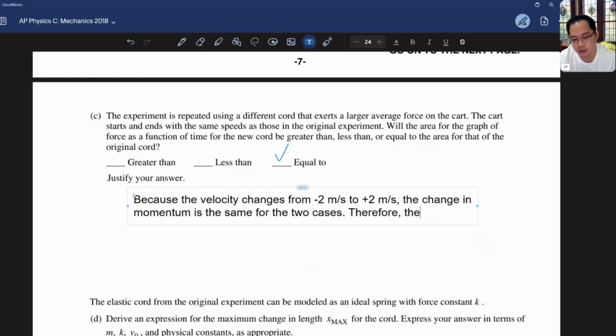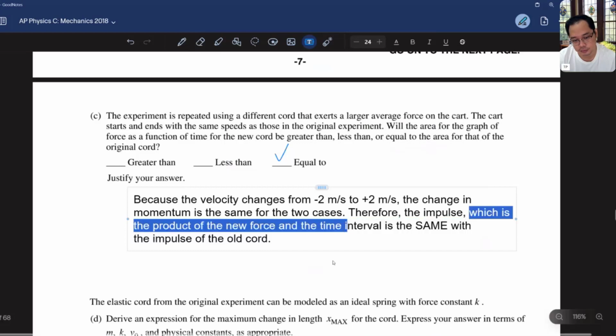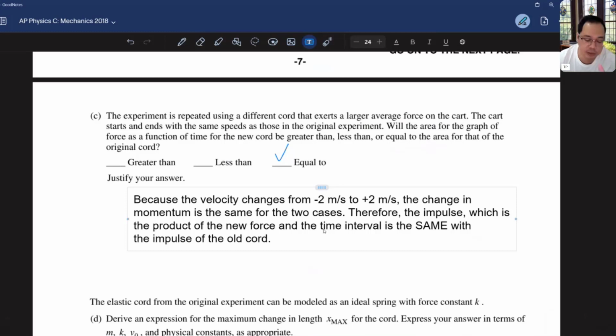Therefore, the impulse, which is the product of the new force and the time interval, is the same. The impulse of the old force, the old cord. That's it. So the area, the impulse, which is the area, so taller area, but same area, huh? Taller, I mean taller peak, but shorter time. Okay. So same area. That's it.